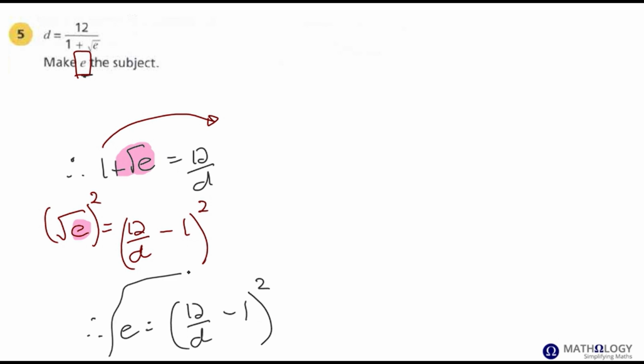You can leave it in this form, it's quite acceptable. If you wanted to, you could multiply this bracket, but then you're going to get 3 terms. As it stands right now, this expression, 12 over D minus 1 all squared, is a single term, and this is the simplest form. Again, just to reiterate, if you multiply this bracket out, you're going to get 3 terms, and 3 terms is clearly not the simplest form because a single term would be. So you can leave it as it is.